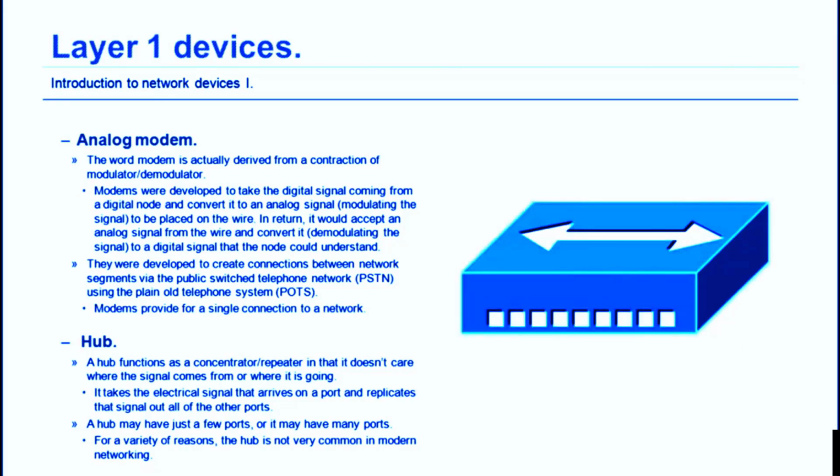Then there's the hub. A hub functions as a concentrator or repeater in that it doesn't care where the signal comes from or where the signal is going, kind of like the modem. It takes an electrical signal that arrives on a port and replicates that signal out all of its other ports. A hub may have just a few ports or it may have many ports. And for a variety of reasons, the hub is not very common anymore in the modern network.